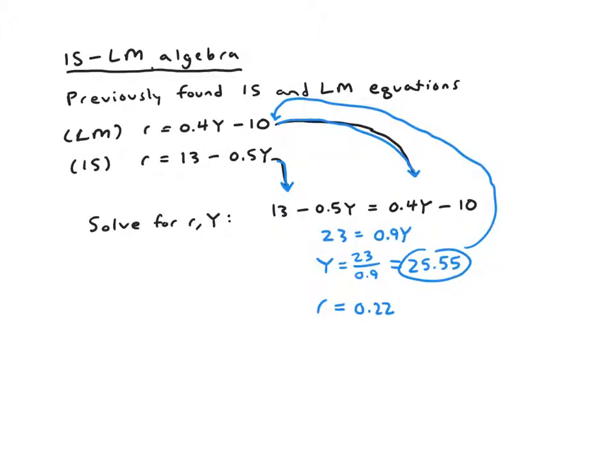So now we've solved for our equilibrium interest rate and output. We see how those are the two key endogenous variables, and our model helps us predict them. We did that in algebraic terms. Now what we'd like to do is transition and talk about this with geometry.